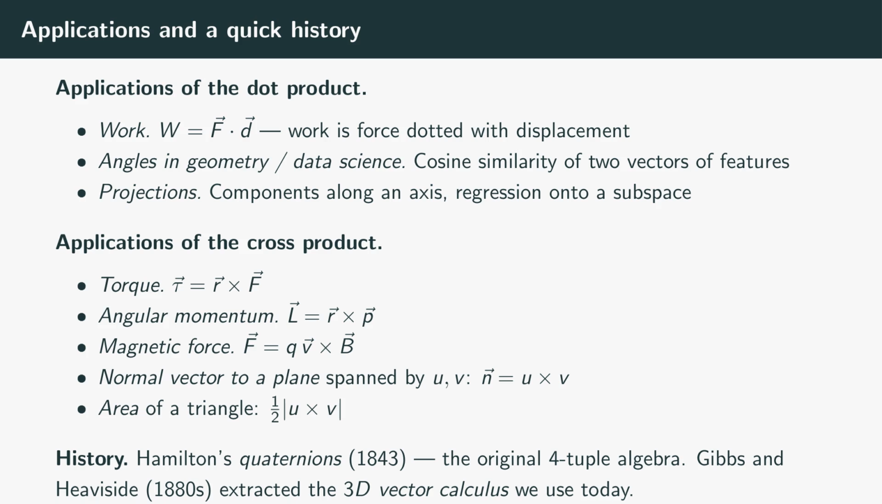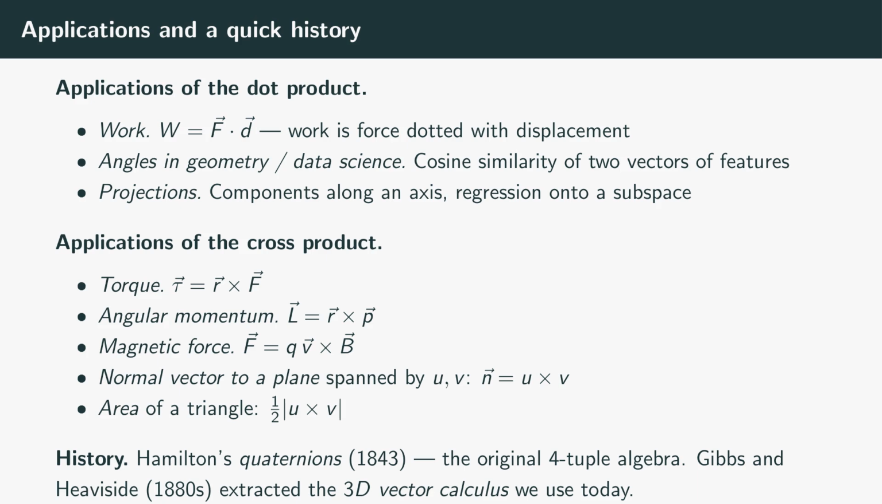And the magnitude is the area of the parallelogram, so half is the area of the triangle. Two formulas at once. A short history. In 1843, William Rowan Hamilton invented quaternions, a four-dimensional algebra whose 3 imaginary parts multiply exactly like our i hat, j hat, k hat, same cyclic identities, same sign on reversal.